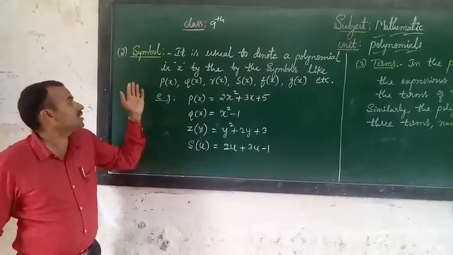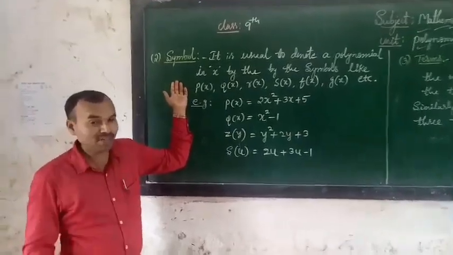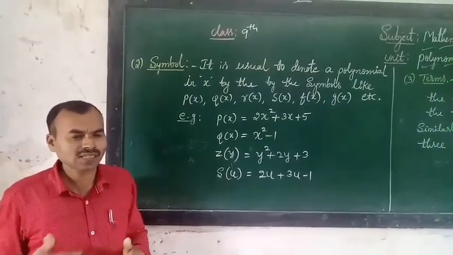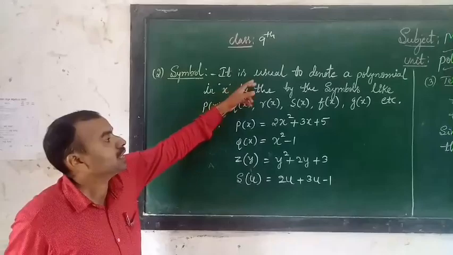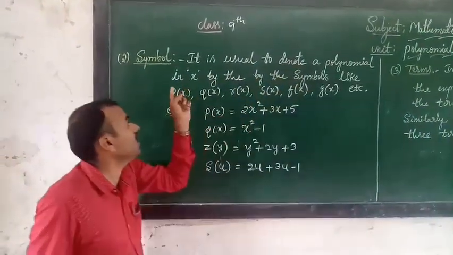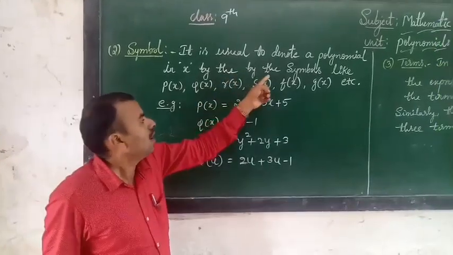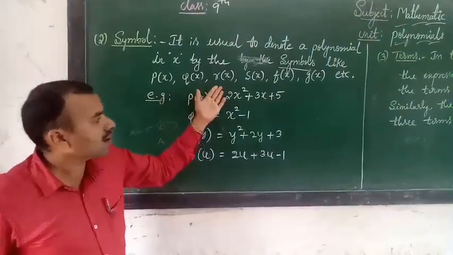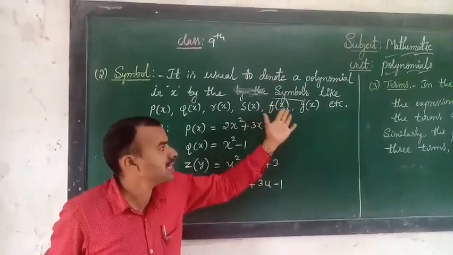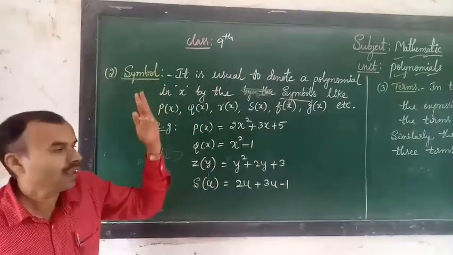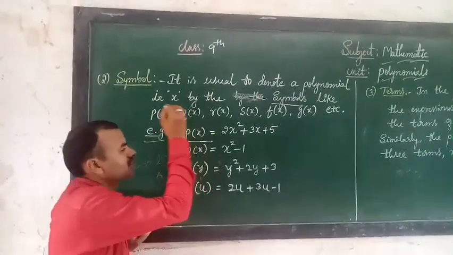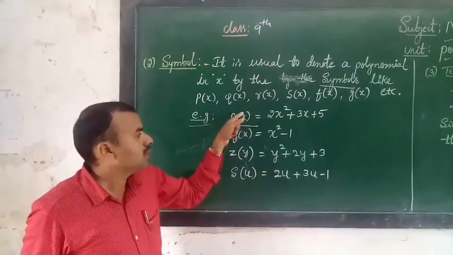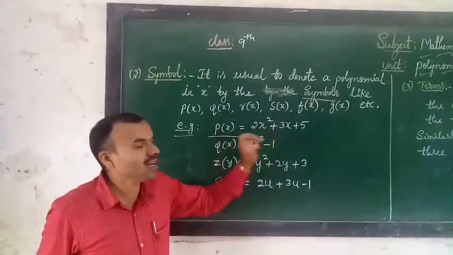Dear students, now let us take symbol. What is a symbol? Any constant, like pi, 1, 2, 3, etc., are called symbols. Here it is usual to denote a polynomial in x by symbols like p of x, q of x, r of x, s of x, f of x, g of x, etc. For example, p of x equals 2x square plus 3x plus 5, a polynomial in variable x. Here x is the variable.